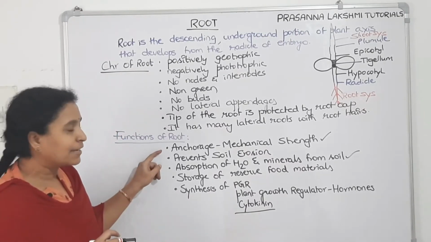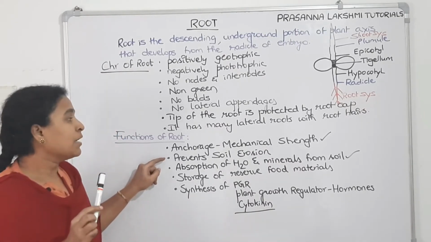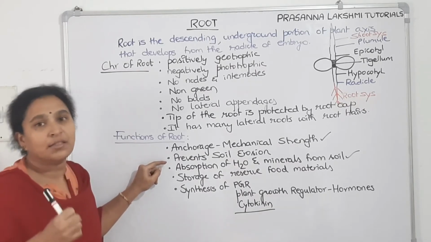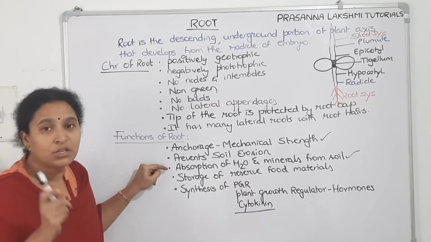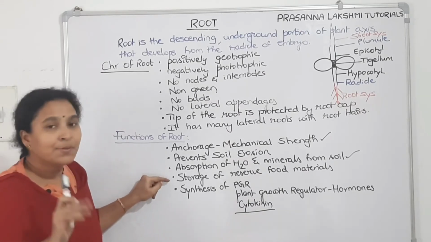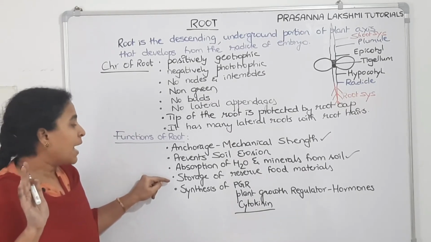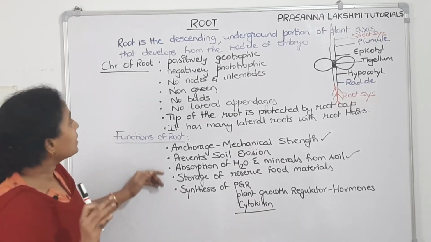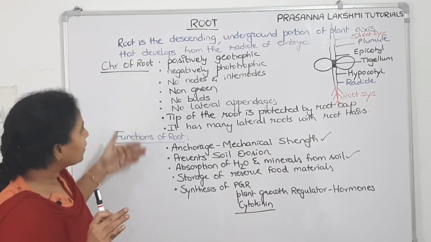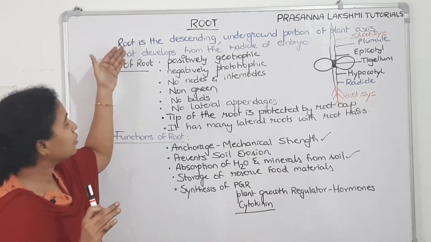So it helps in anchorage, means gives mechanical strength. It prevents soil erosion by holding the soil. Then it helps in absorption of water and minerals from the soil, providing it to the other parts of the plant. It helps to store the reserve food material, and it helps in the synthesis of plant growth regulators. So these are the characters of the root. These are the functions of the root. This is the definition of the root.